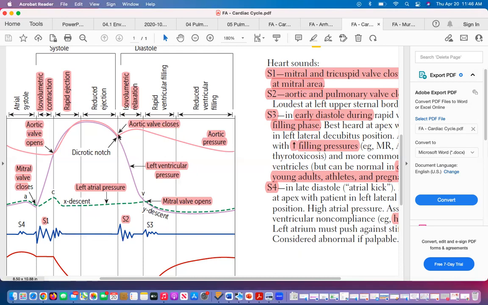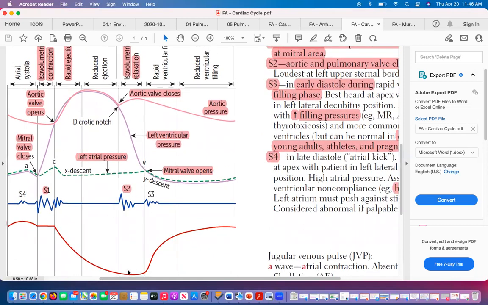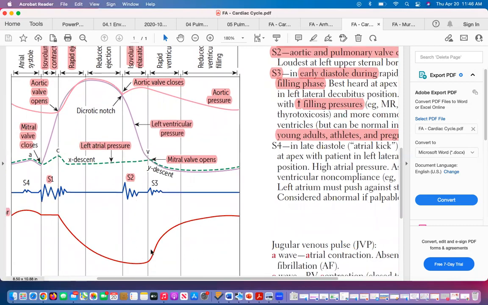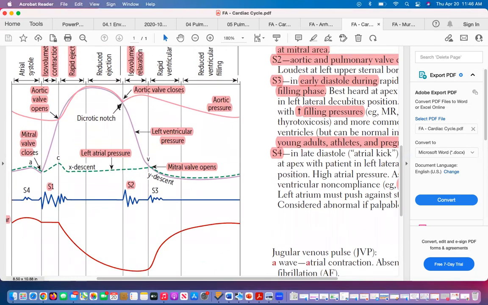So we talked about the aortic valve closing, we hear the S2 sound, and then we start the isovolumetric relaxation phase, which means that the ventricles are relaxing. And it's isovolumetric because, as you see, the volume is not changing. The reason that the volume is not changing is that the aortic valve is closed and the mitral valve is still closed. We cannot receive any blood into the ventricle in this interval because the mitral valve is still closed.